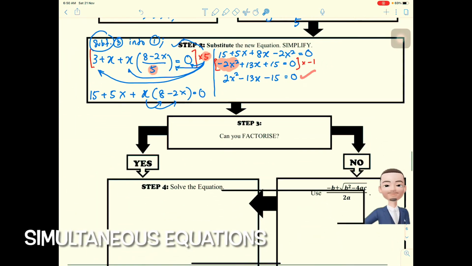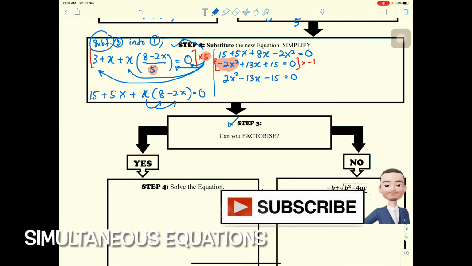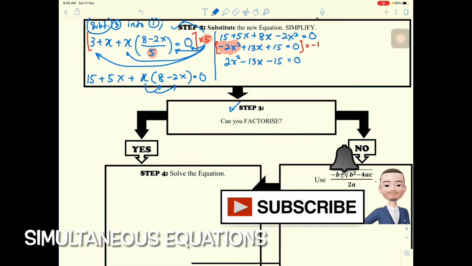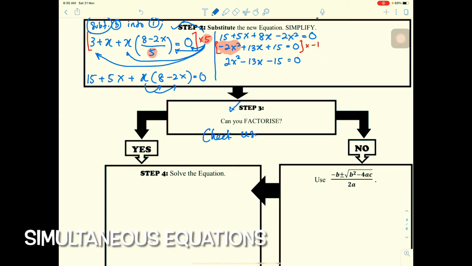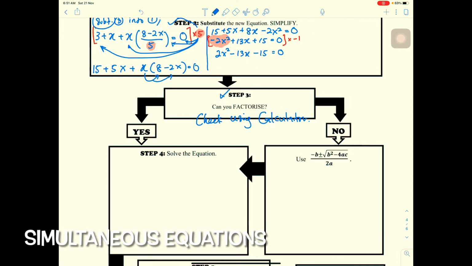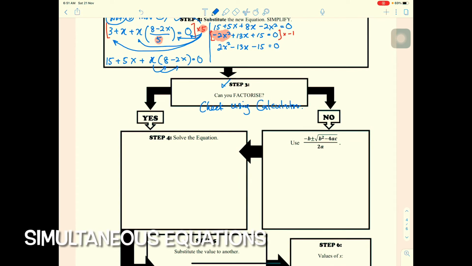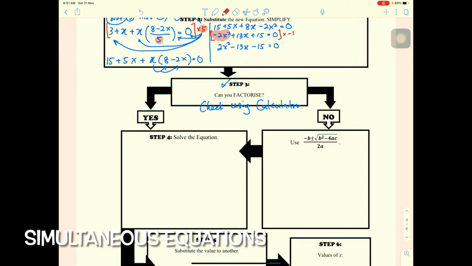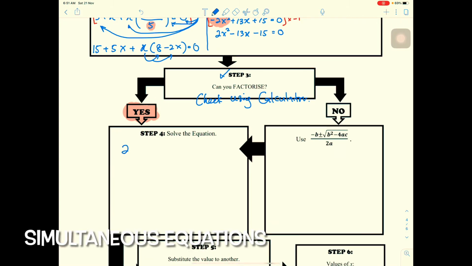Step 3: can you factorize? How to factorize? Please check using the calculator function, to see whether the answer is an integer or decimal. By using the calculator, can you factorize? The answer is yes. So we get 2x squared minus 13x minus 15 equals 0. This is the method of how you factorize using the calculator.